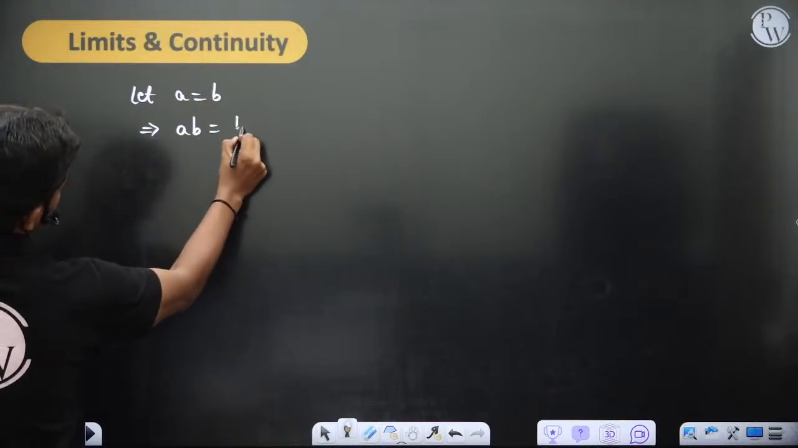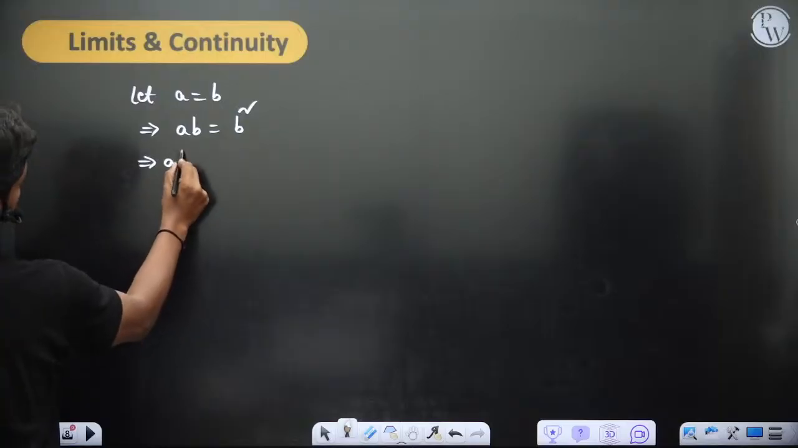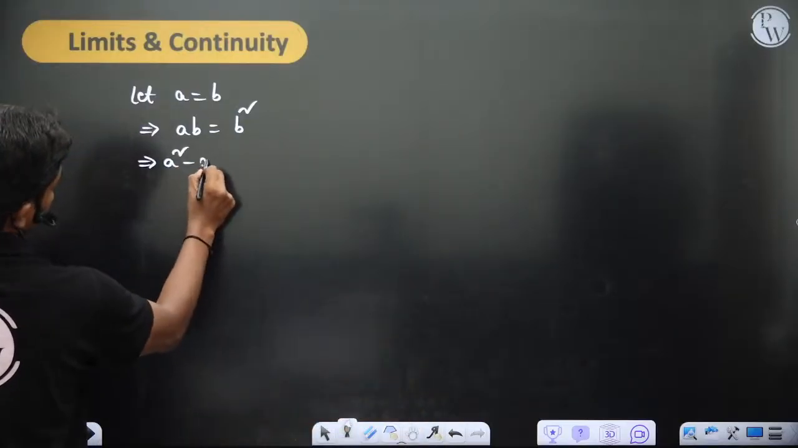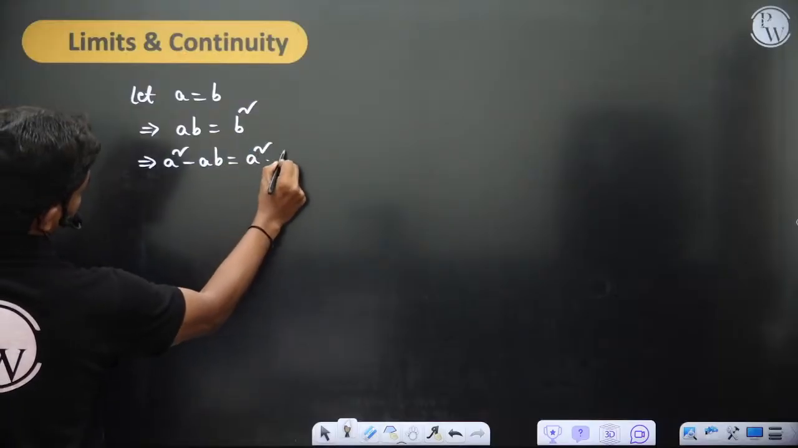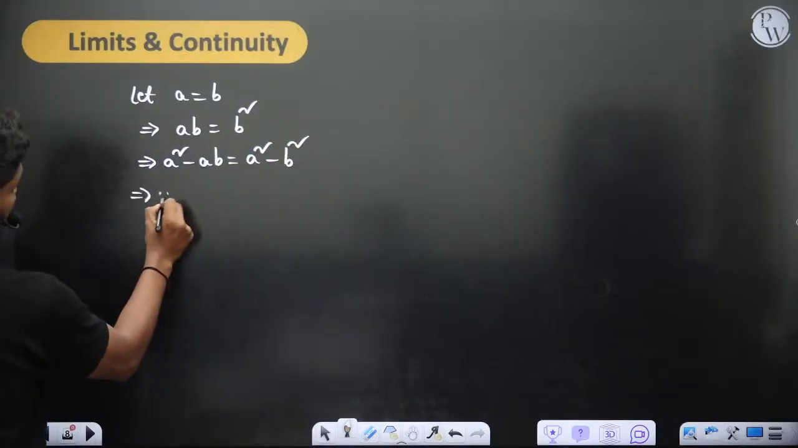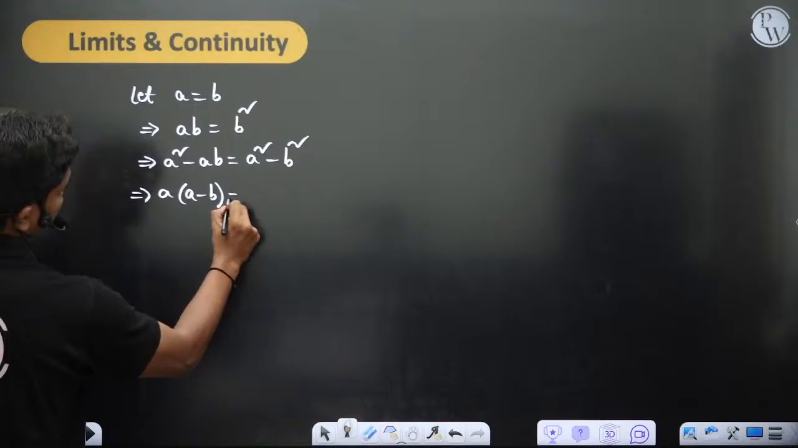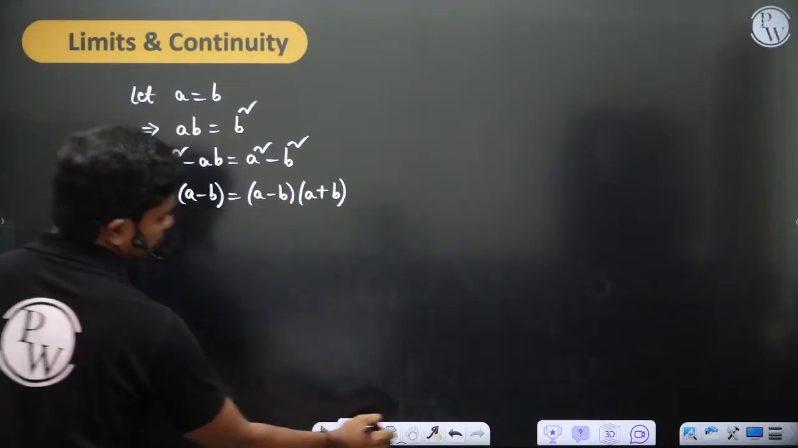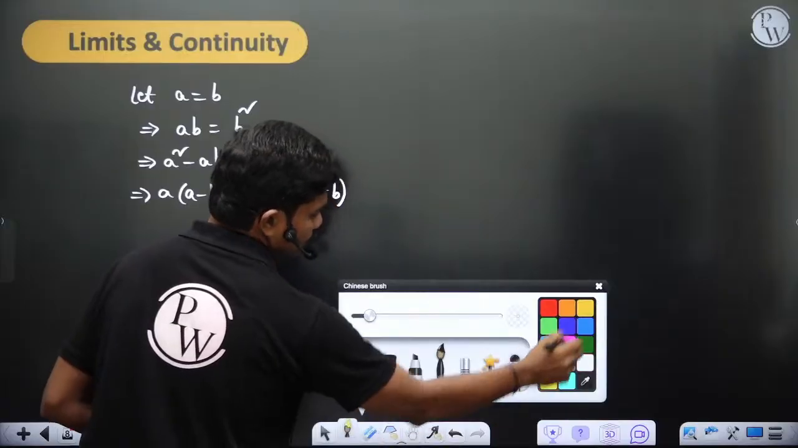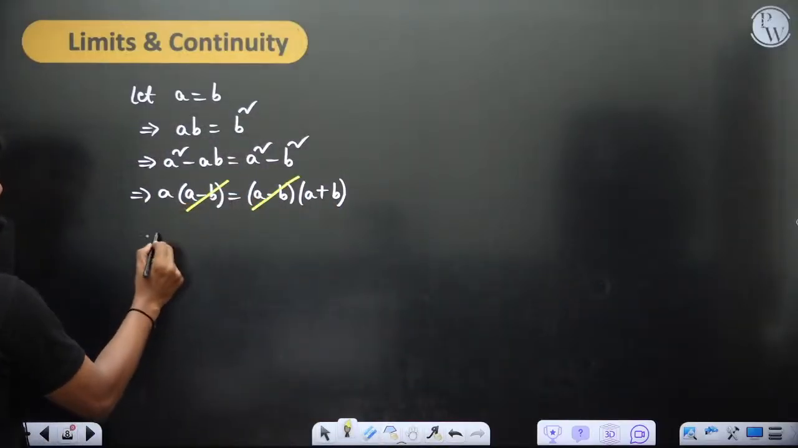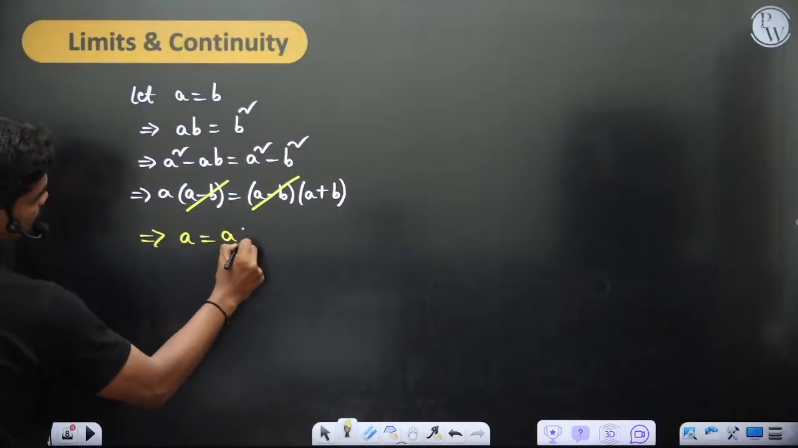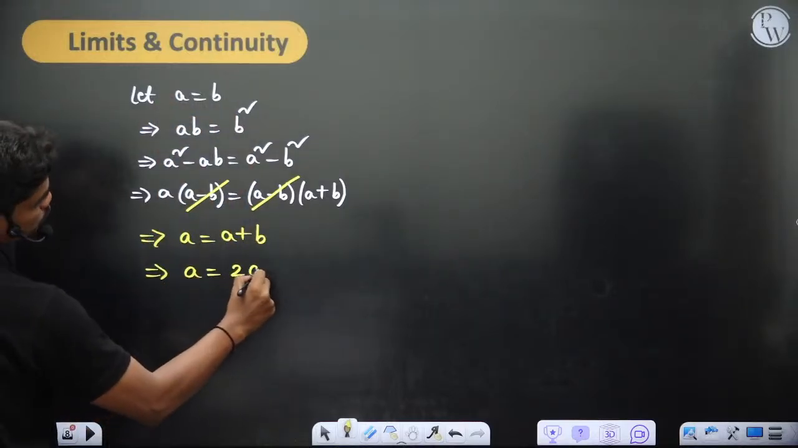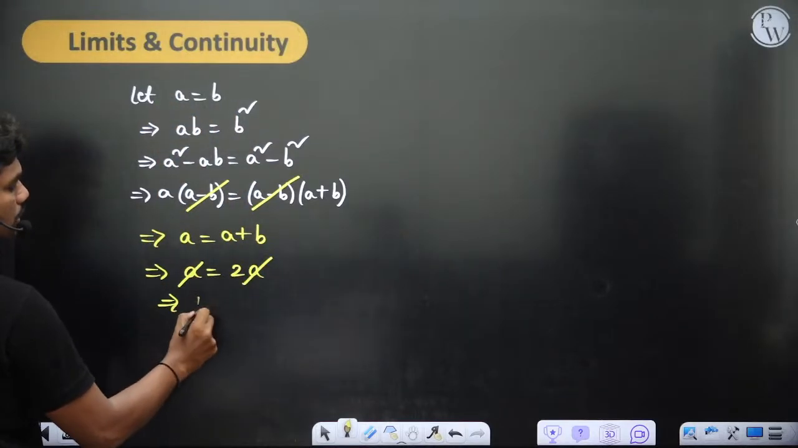So this implies ab equal to b square. So a square minus ab is equal to a square minus b square. So ultimately if you take a common, you have a minus b, and this is a minus b times a plus b actually here. Okay, so then I have already told you, if you are following regularly, you can answer this. So a is equal to a plus b. Now since b is same as a, we can replace this, it is equal to 2a. So a is cancelled and 1 is equal to 2.